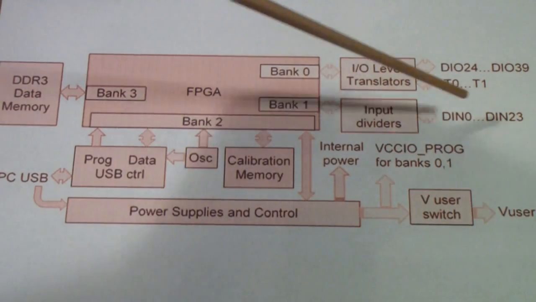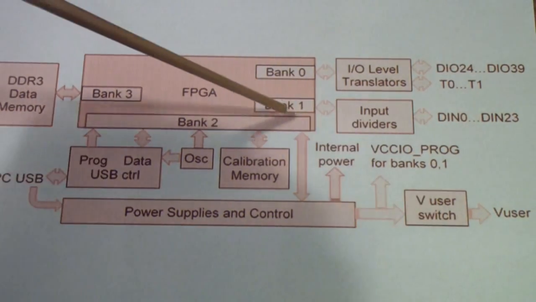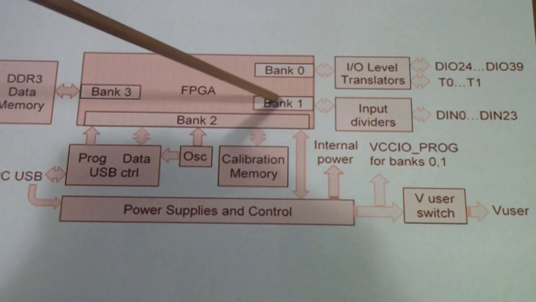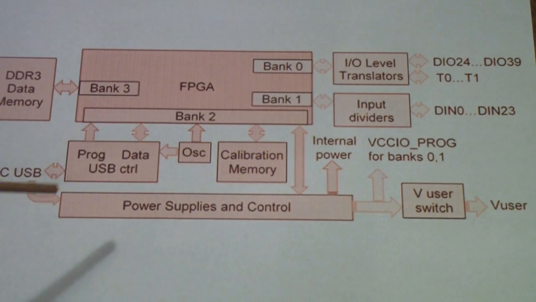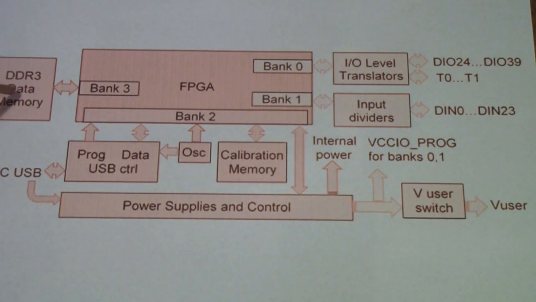So basically, the data flow is from the input pins through the dividers into bank 1 of the FPGA, where various things are done, including creating the appropriate triggers and so on. And then the data is stored in the data memory.